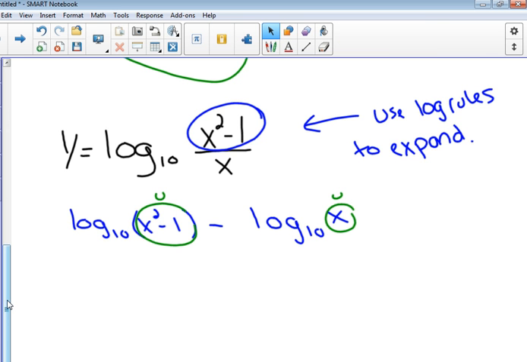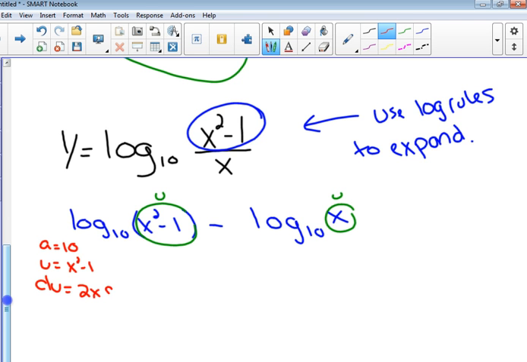So when you're doing this, go through them each separately. With this one, your A would be 10. The U is going to be x squared minus 1. The du is going to be 2x dx.